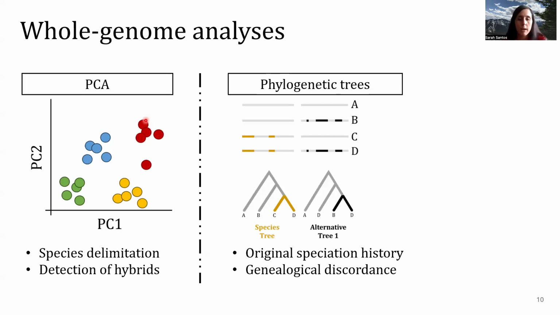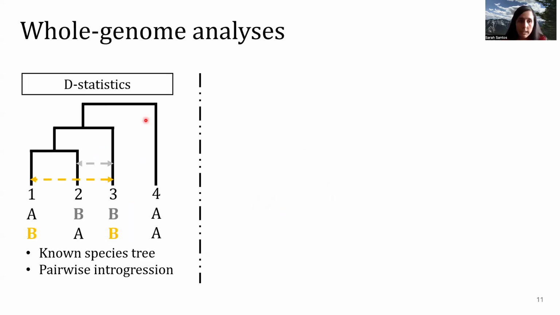So just to recap that, introgression is just one of the genealogical discordance patterns that we can observe in the genome. And then we can use more specific methods that estimate introgression or hybridization. One of them is D-statistics.